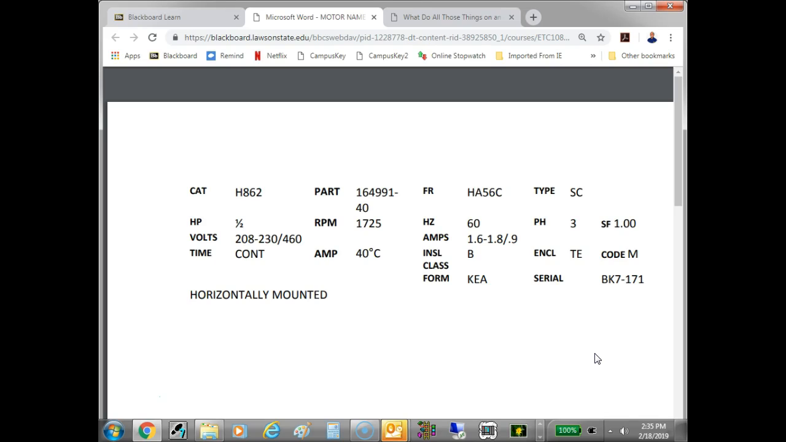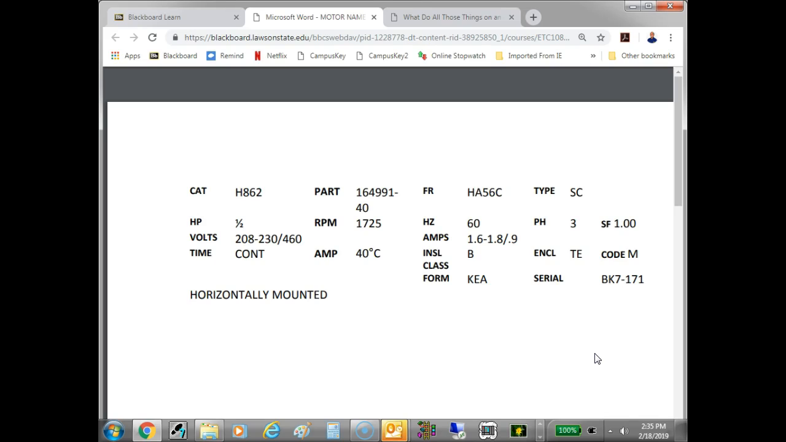This tells us that this is a how many horsepower motor? Half horsepower, runs at 1725. It's a 2-pole motor. Sorry, 4-pole motor, at 60 hertz, 3-phase. Service factor of 1. I mean, we can't overload this motor, right? It's not designed for that.